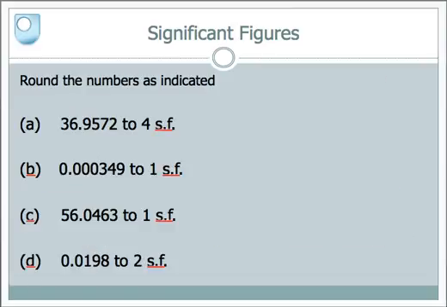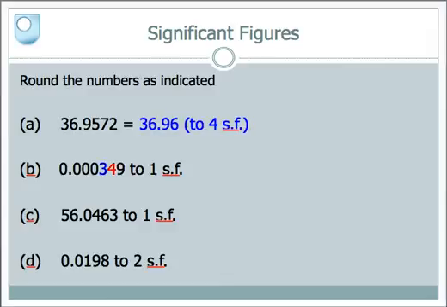Here's some numbers. So what we're going to do is to round the numbers as indicated to 4 significant figures or 1 significant figure or 2 significant figures. Let's look at the first number, 36.9572. We want it to 4 significant figures, so we look at the fourth significant figure, that's the blue one, and then we look at the one after it, that's a 7. We make the decision, is that greater than 5? Yes it is, so we round up. So the 5 becomes a 6, and our answer is presented as 36.96. We also put in brackets 4 significant figures because that shows the reader that we have rounded the number to 4 significant figures.